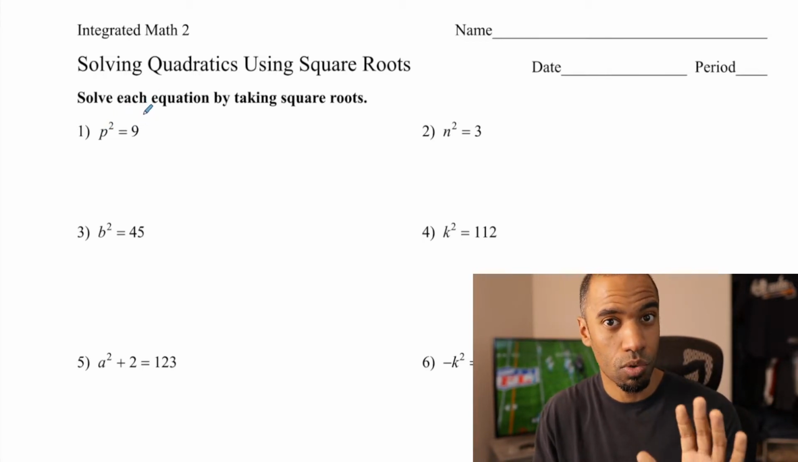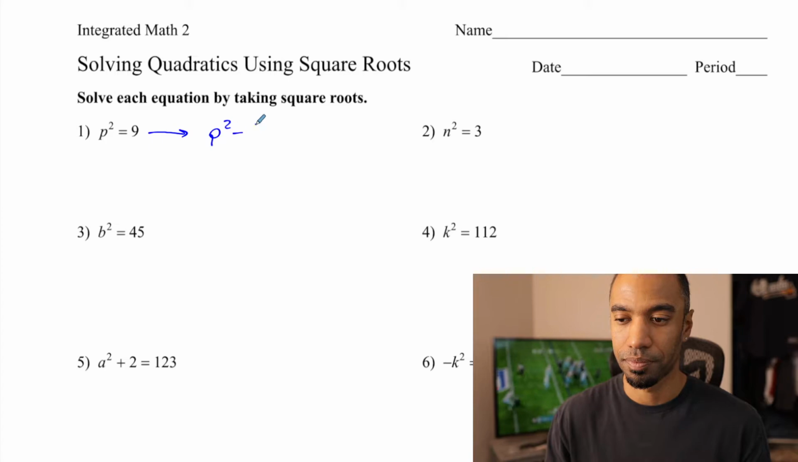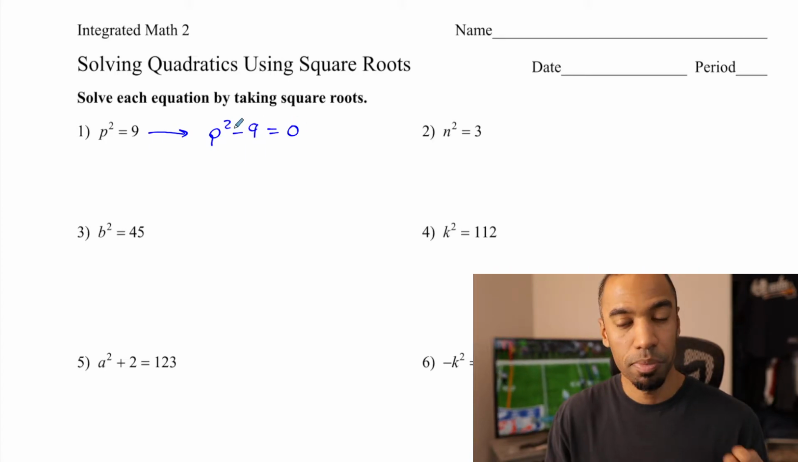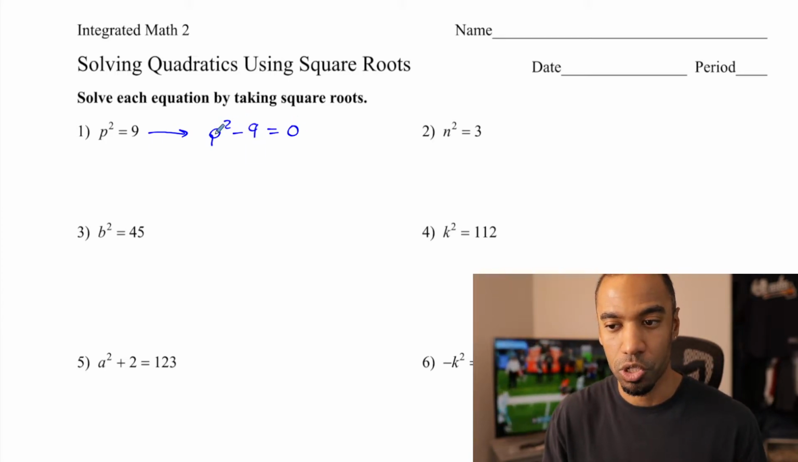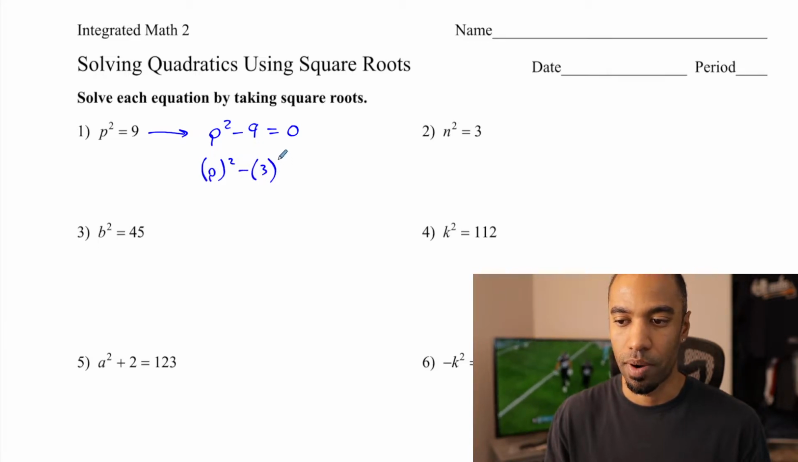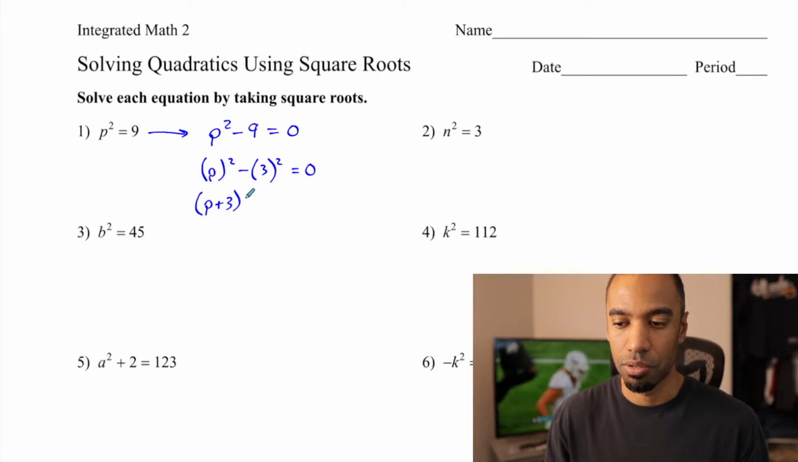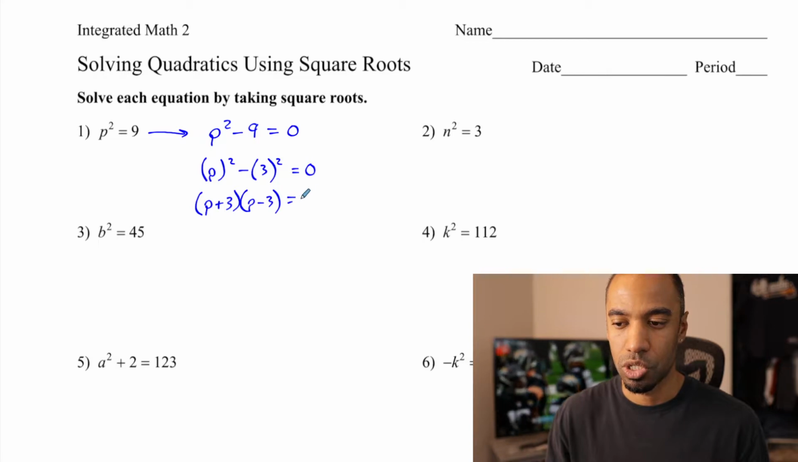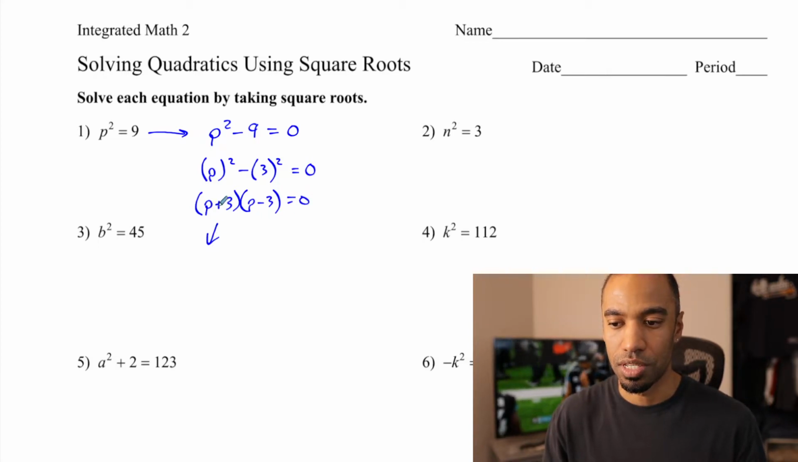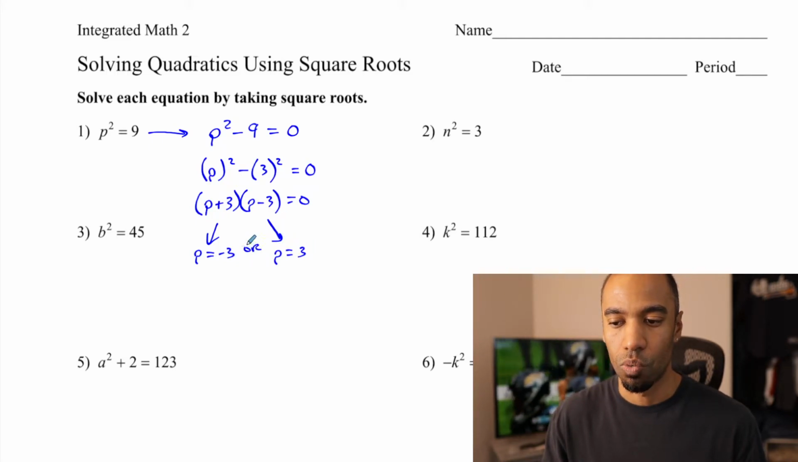Now I will show you the way that we did this before you knew how to solve using square roots. What we would do is set this equal to 0, and thankfully for this particular problem, these are perfect squares. p squared is a perfect square, and 9 is a perfect square, that's 3 squared. This is then a difference of two squares, which factors to p plus 3 times p minus 3. This allows you to see the solutions: if p plus 3 equals 0, then p is negative 3, and if p minus 3 equals 0, then p equals positive 3. So one or the other.